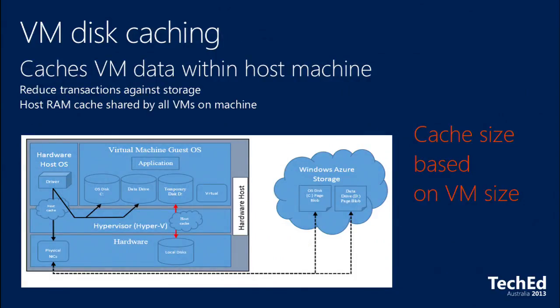Now, this disk caching is the thing that seems a little confusing. I find people are puzzled as to what's going on here. As I said, this is local disk attached to the machine, and so the aim is to minimize the transactions going on against the storage. There is also a RAM cache, but that's shared between all the VMs on the machine.